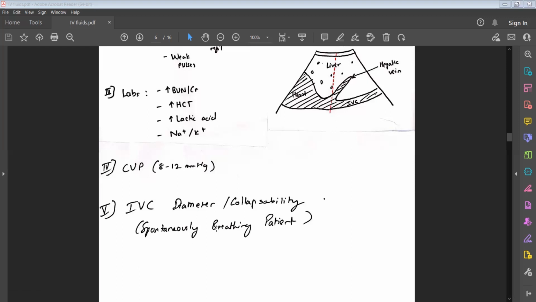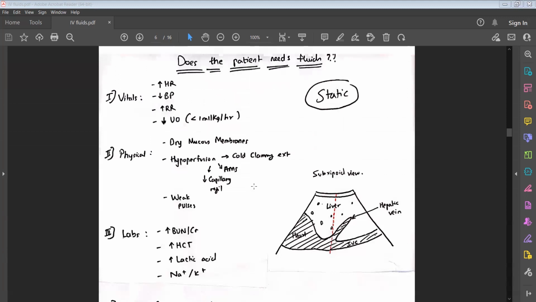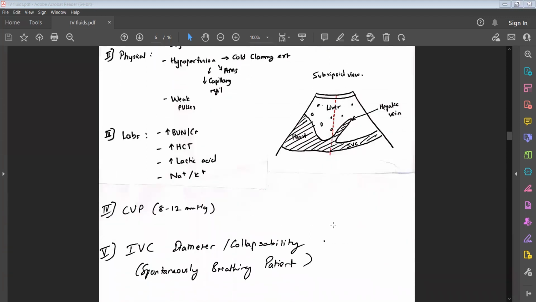Now, again, just looking at the diameter and collapsibility of the inferior vena cava is something similar to looking at the patient's central venous pressure. If you see that the patient has a distended vena cava and it's not collapsible, it's usually a sign that the patient has high preload and they may not be responsive to fluids. Whereas if somebody has an IVC that is easily collapsible with respiration in a spontaneously breathing patient, then you can consider giving them more fluids, and it's a sign of hypovolemia. But again, you have to take everything into account and decide whether or not this patient needs fluid.